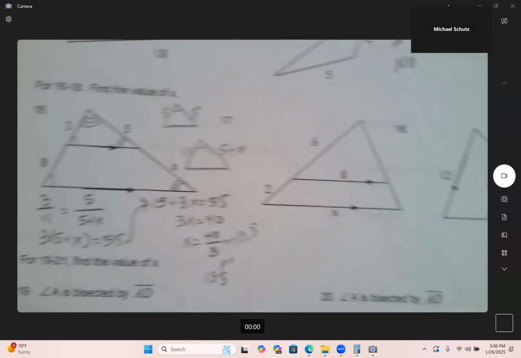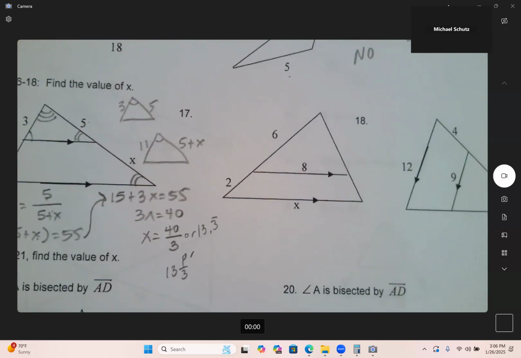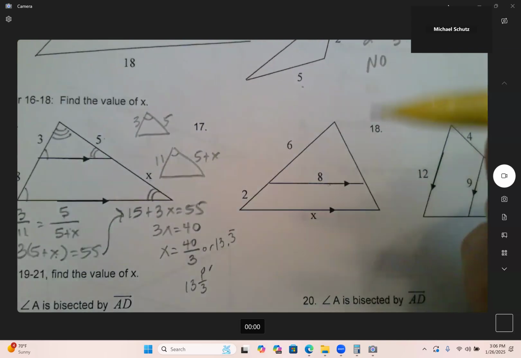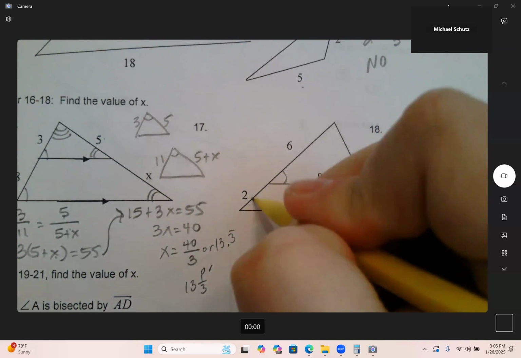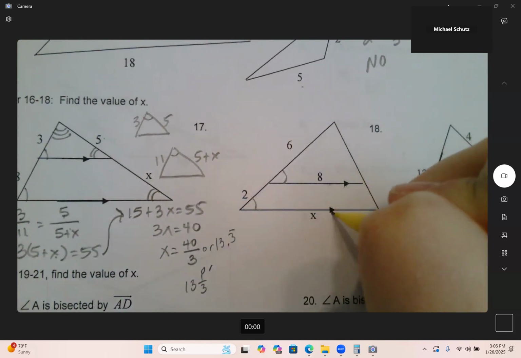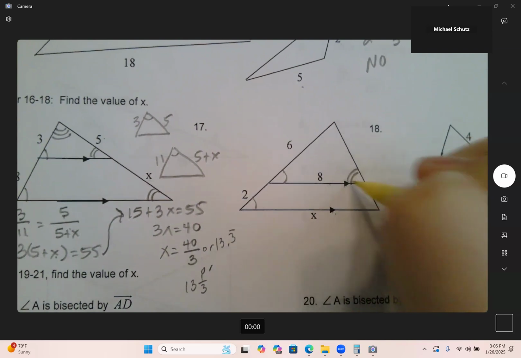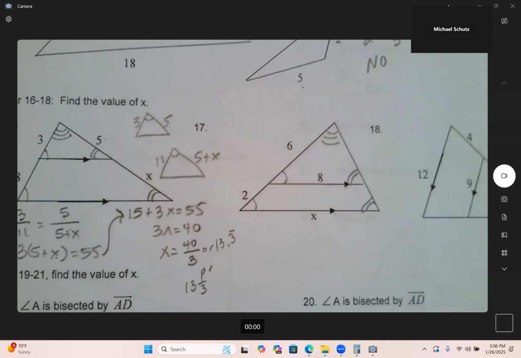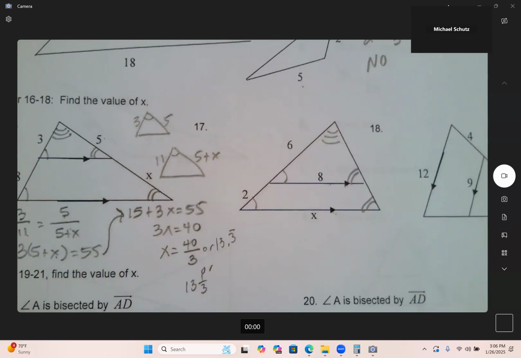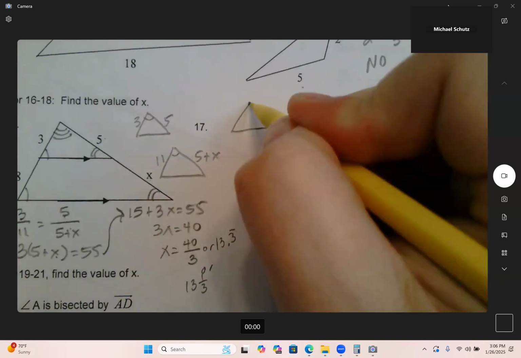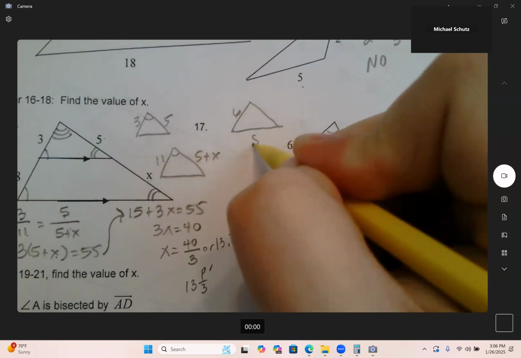All right, let's take a look at number 17, a little bit more complicated. When they have the base here, that's when you really have to watch carefully. I do know these two angles are congruent to each other because they're corresponding and these are parallel. Same thing here. And then, of course, they share this angle in common. So if I redraw the triangles, this is what I have. I have a 6 and an 8 right here.